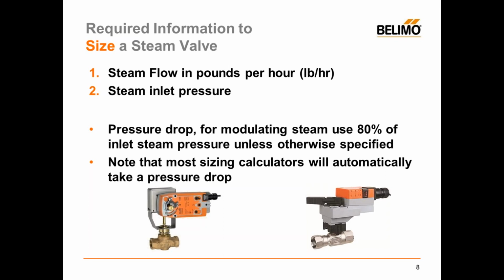And pressure drop for modulating steam, we use 80% of the inlet steam pressure unless otherwise specified, which you rarely will see. Most sizing calculators that we find online on the Belimo website will take the pressure drops automatically, and they use industry standard numbers.